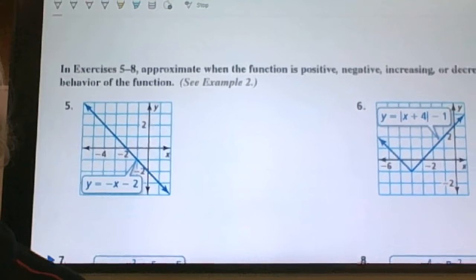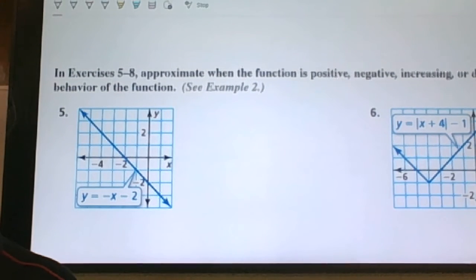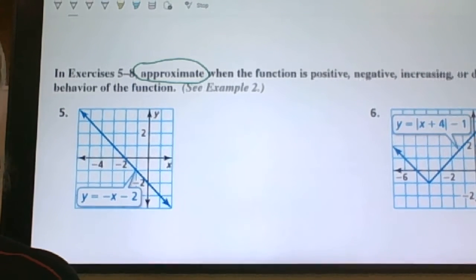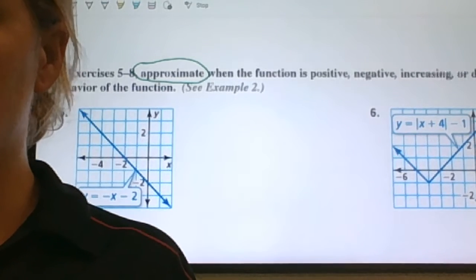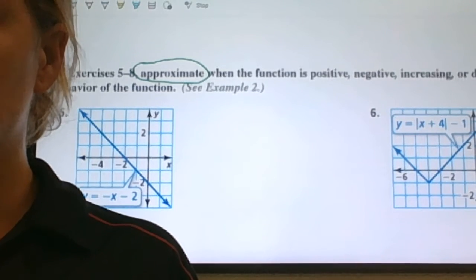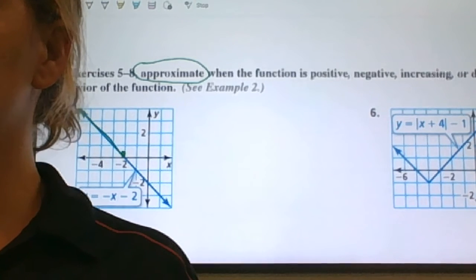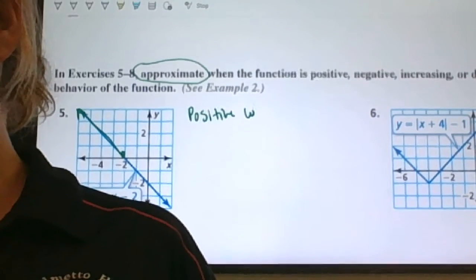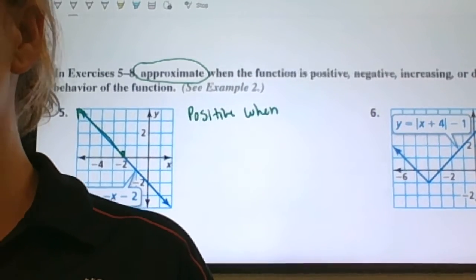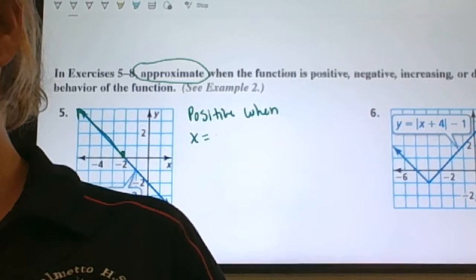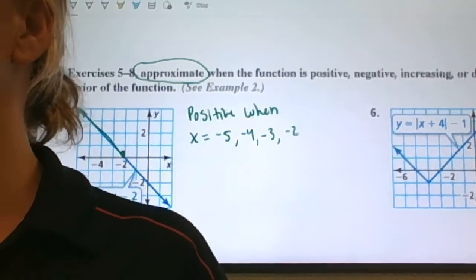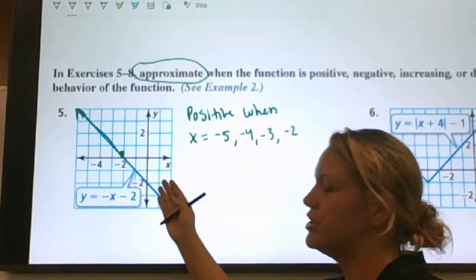It doesn't say to write the inequalities. Is that what you said? When it says approximate, that means you have to describe it. So you can describe it with words. So for instance, up here is positive, right? So you could say it's positive when x equals -5, -4, -3, and -2. Do you follow that? You have to tell the reader the location, right?